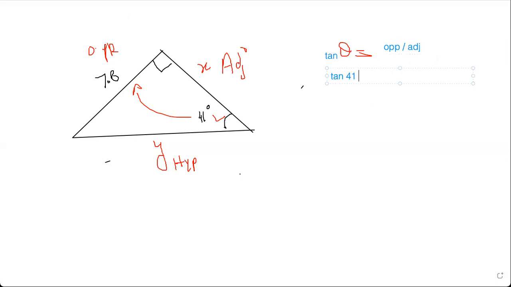Adjacent is dividing there. You can shift adjacent here toward the left side. It will multiply. Adjacent is unknown. That equals opposite. Opposite is already given, which is 7.8. I just rearranged the formula. Actually, we have to make adjacent the subject.